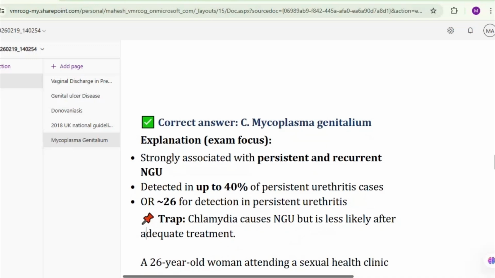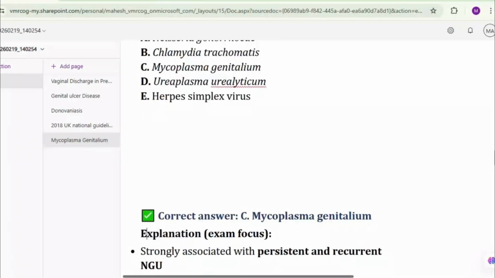Chlamydia causes non-gonococcal urethritis, but persistent and recurrent disease is less likely after adequate treatment. So if it is only chlamydia, then it should have responded.